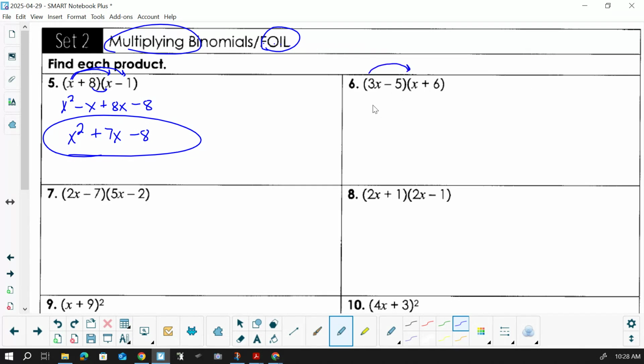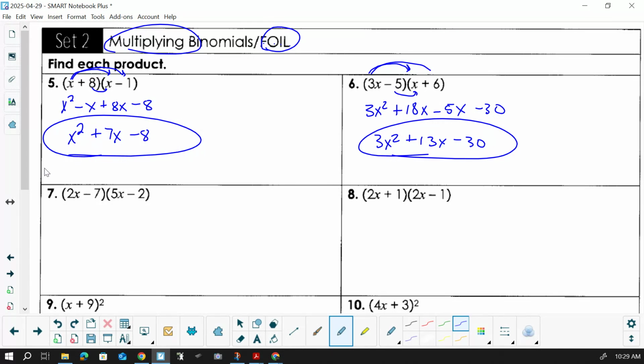3x times x, 3x squared. 3x times 6. 3 times 6 is 18, so it'll be 18x. Minus 5x, right? Negative 5 times x. Negative 5 times 6, negative 30. Okay, so we got our 3x squared. The plus 18 minus 5 is 13x. Minus 30.